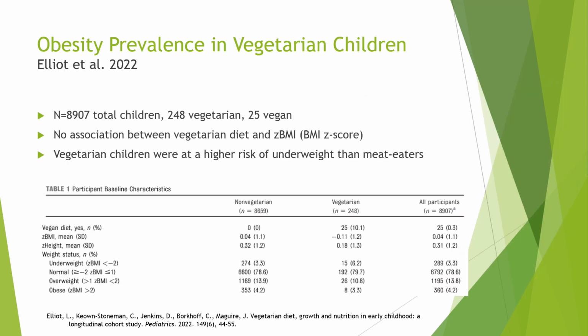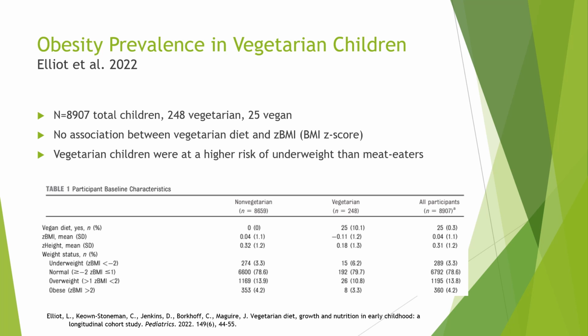I'm now going to move on to discussing how overweight and obesity prevalence in vegetarian and vegan children compares to non-vegetarian children. So this first study had 8,907 children, with 248 of them vegetarian and 25 vegan. The study compared BMI Z-scores between non-vegetarian and vegetarian children. The BMI Z-scores are just adjusted for the child's age and sex.